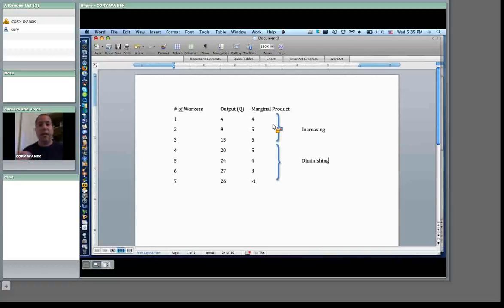And again, the concept here that I really want you to understand is this law of diminishing returns, and that's starting right here from the 3rd to the 4th worker.